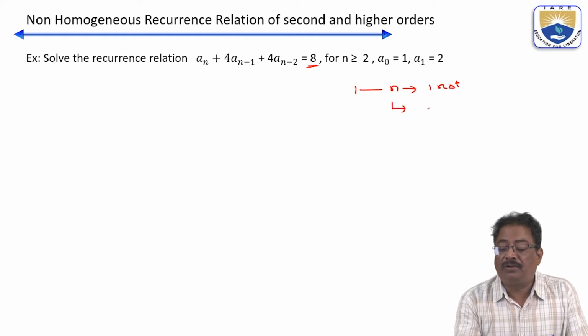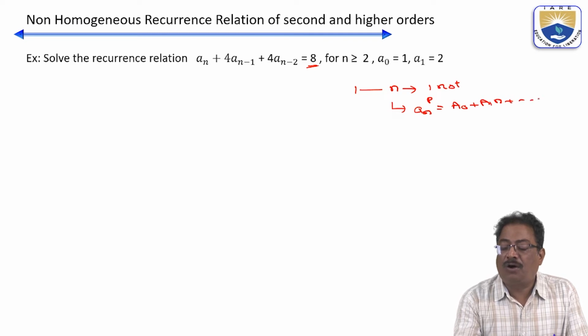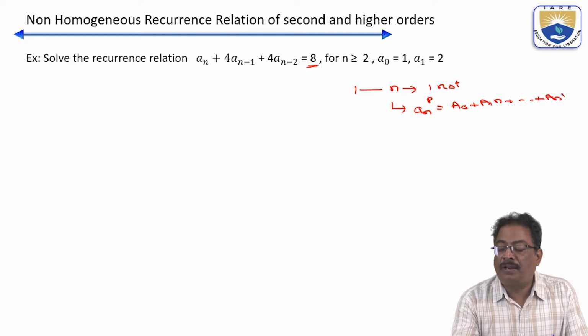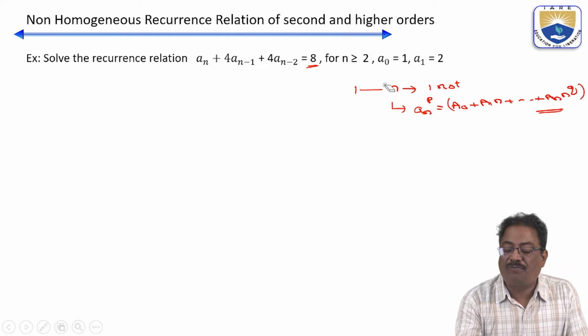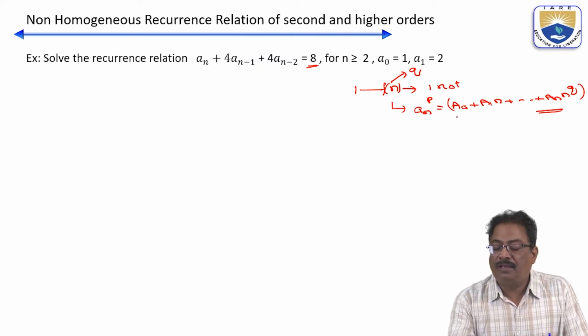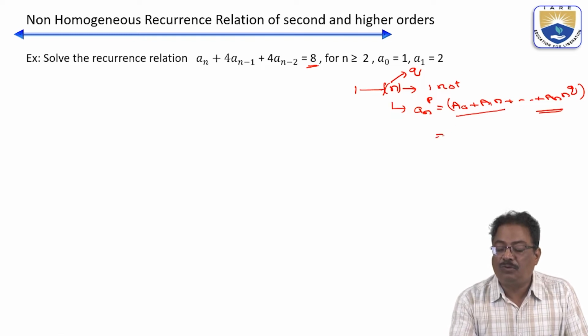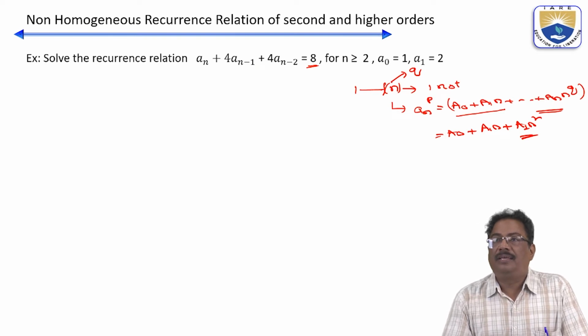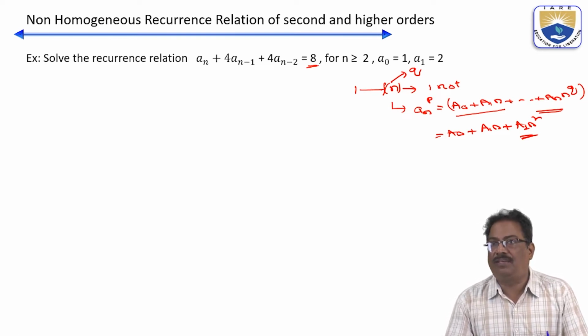Then the assumed particular integral a_n^(p) equals a0 plus a1 n plus and so on plus aq n to the power q, if f of n is a polynomial of degree q and 1 is not a root of the auxiliary equation. Suppose it is of degree 1, then up to here we have to consider. If it is of degree 2, then we have to consider a0 plus a1 n plus a2 n square, like this. It is true whenever 1 is not a root of the auxiliary equation.